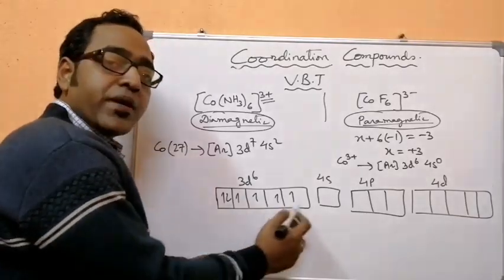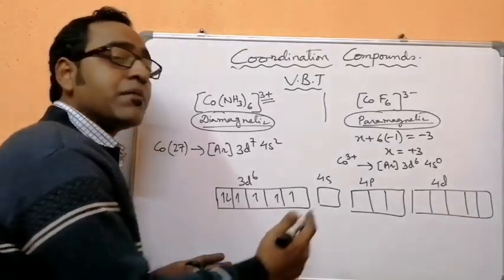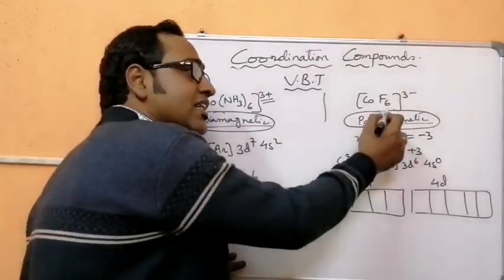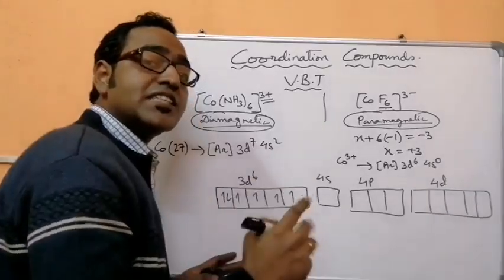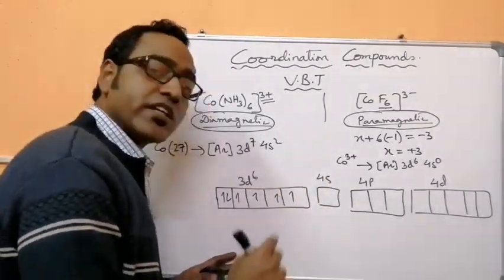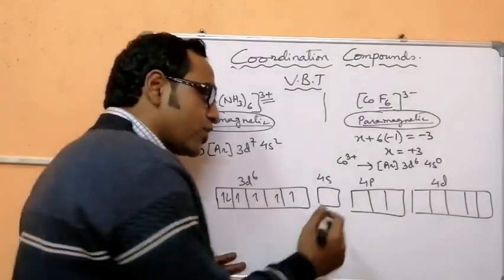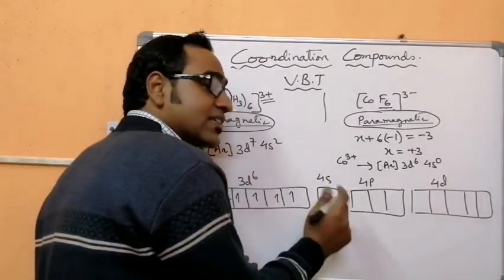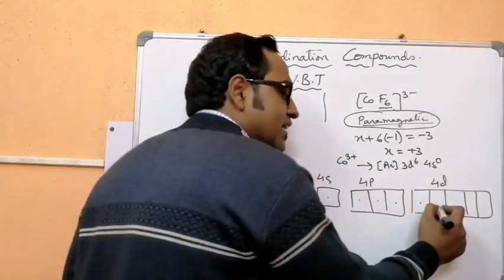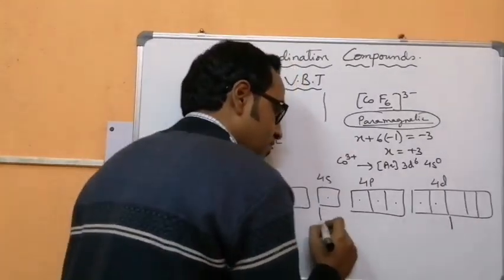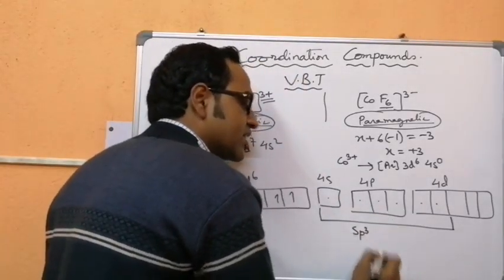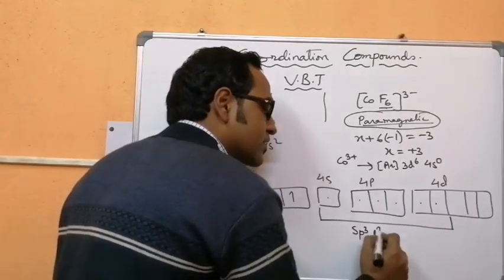So we will not pair up these electrons, but at the same time we need 6 orbitals, because there are 6 ligands which will donate 6 pairs of electrons, and 6 pairs of electrons can be accommodated in 6 orbitals. So we will start from this empty orbital: 1, 2, 3, 4, 5, 6, up to this. So we are getting s, 3p, that is sp3, and 2d, that is d2.